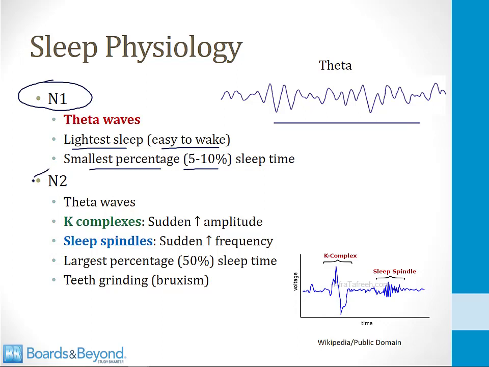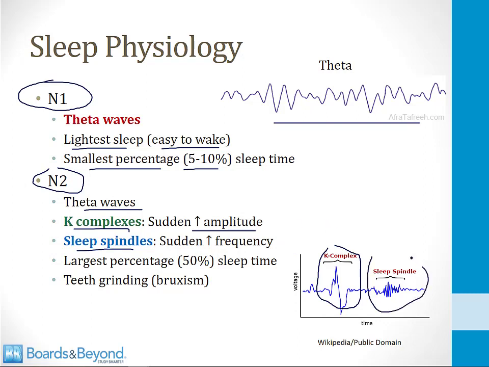After N1, N2 occurs, and in N2 there are also theta waves just like N1, but what defines N2 is that things start to appear in the EEG called K complexes and sleep spindles. If you look at the bottom right side of the screen, this is a K complex. It's a sudden spike in the amplitude of the waves on the EEG. A sleep spindle is a sudden increase in frequency of the waves. It's a bunch of waves close together. So what happens at N2 is you start to see these K complexes and sleep spindles, and that's how you know that you've entered N2.